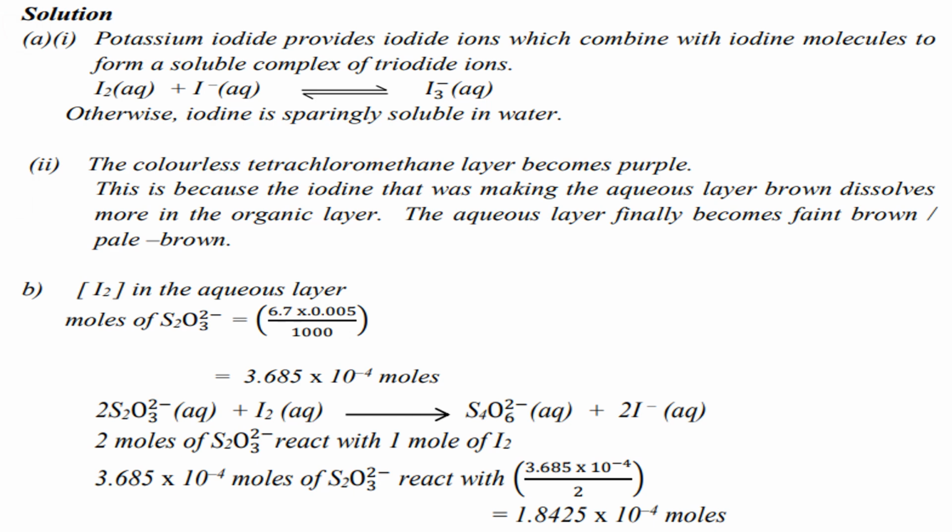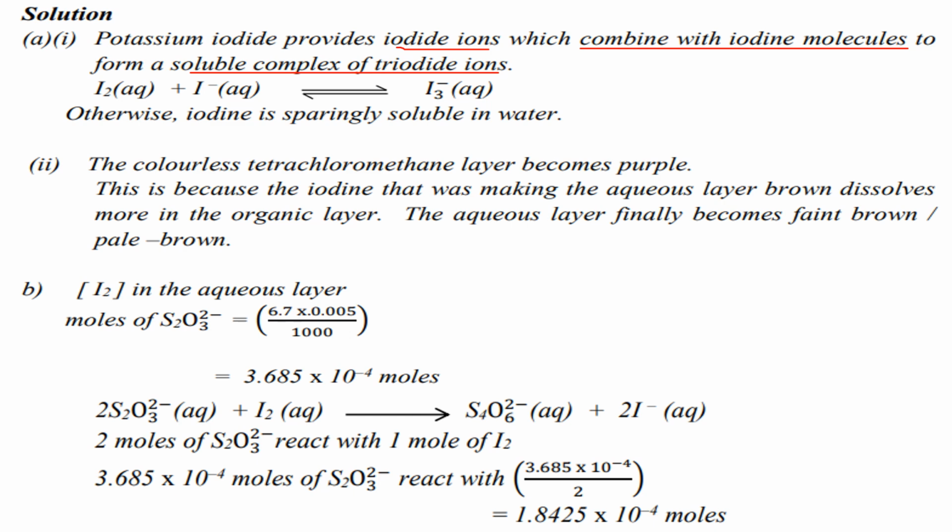Now for part A, we are saying that potassium iodide is going to provide the iodide ions. The iodide ions in turn combine with iodine molecules, and in so doing they are going to form a soluble complex, and that soluble complex is going to be triiodide ions.